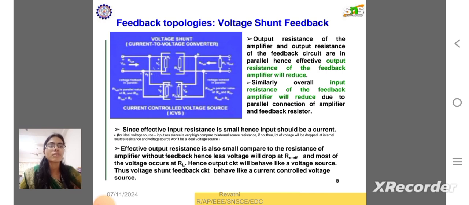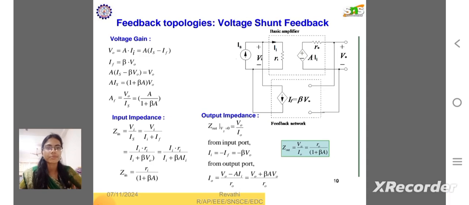The output resistance of the amplifier and the output resistance of the feedback circuit are in parallel, hence the effective output resistance of the feedback amplifier will reduce. Similarly, the overall input resistance of the feedback amplifier will reduce due to the parallel connection of the amplifier and feedback resistance. The effective output resistance is also small compared to the resistance of the amplifier without feedback. Hence, less voltage will drop at R naught and most of the voltage appears at RL. Hence, the output will behave like a voltage source. The voltage shunt feedback circuit behaves like a current controlled voltage source.